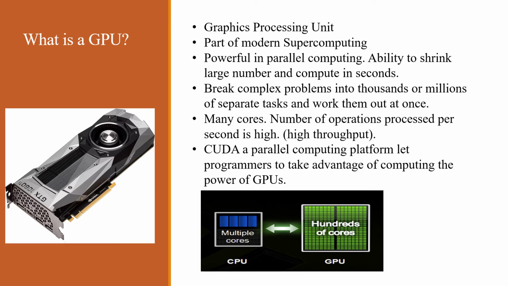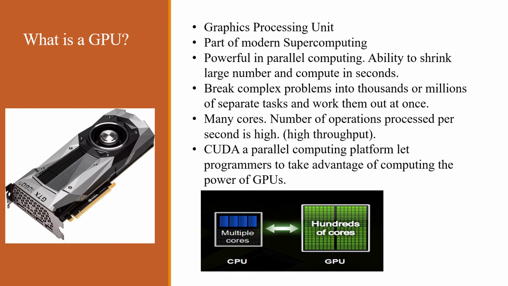On the left hand side, this is a GPU available at the Maverick 2 supercomputing cluster called GTX 1080 Ti. This is the GPU that I accessed for my research purpose. And in the bottom, you will see the difference between CPU and GPU. CPUs are multi-core while GPUs are many-core.